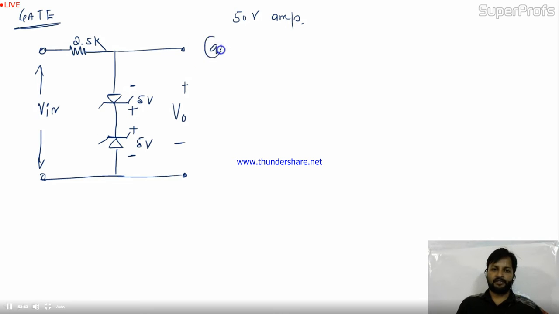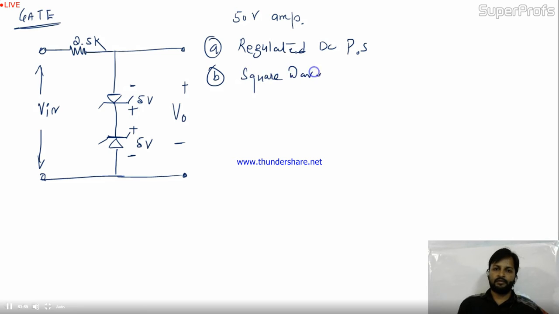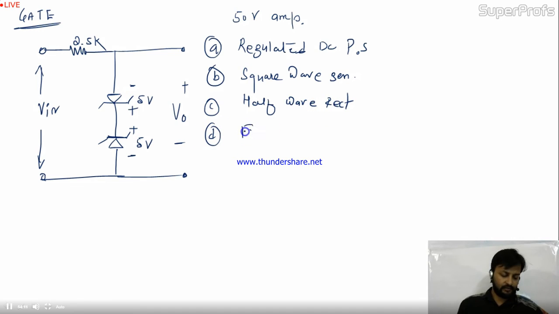Your options are: A, regulated DC power supply. Option B is given as square wave generator. Option C is given as half wave rectifier. And D is full wave rectifier. So let's check what is the working over here.